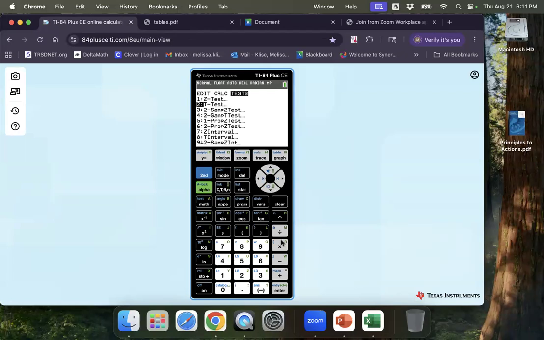Is it even in here? Let me see. I'm trying to see if I have a page that actually has that calculator function on it. I have a ton of pages on here that don't say anything. Give me a second here.